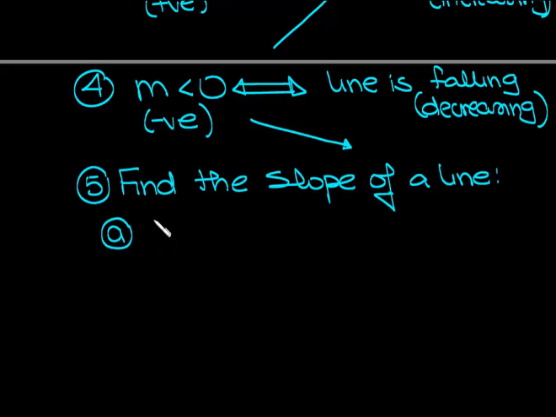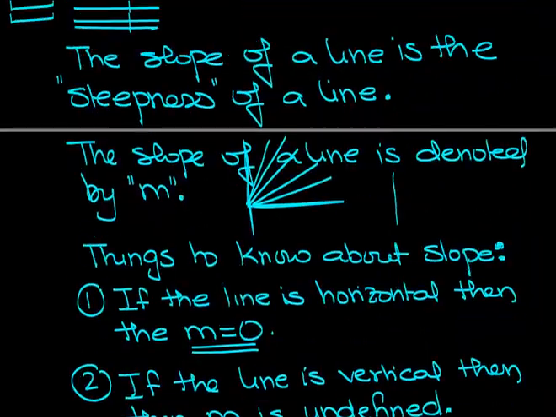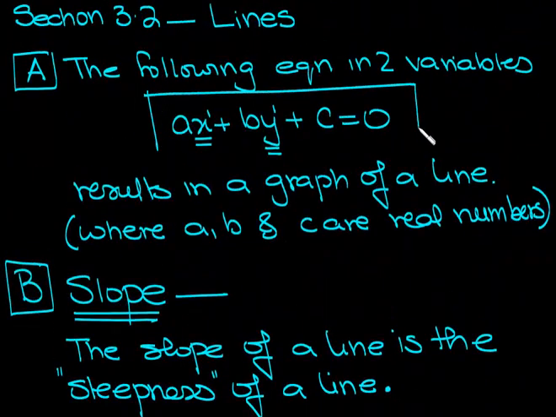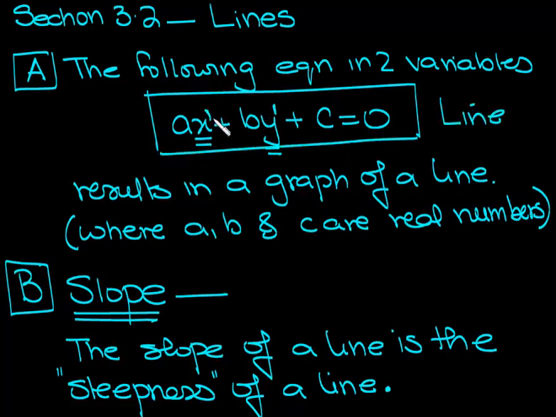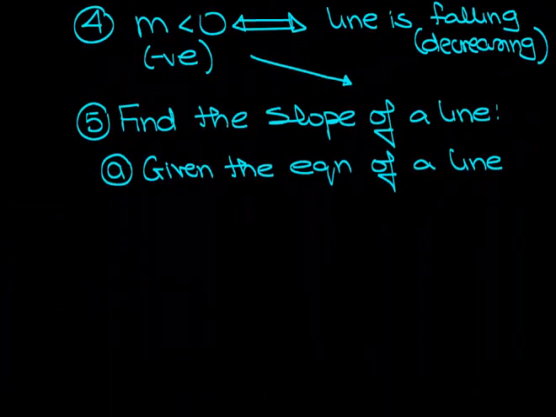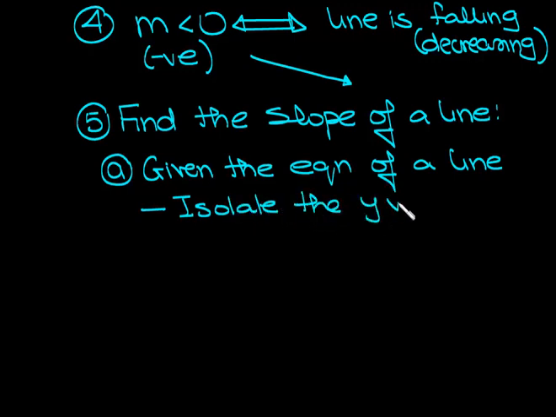One is if you're given the equation of a line. And by that I mean you're given something like this. This is the equation of a line. Remember we talked about that. Okay, so this is a line because the degree of x and y is 1. So if you're given that, I can easily find the slope. Given the equation of a line, all you have to do is isolate the y variable.